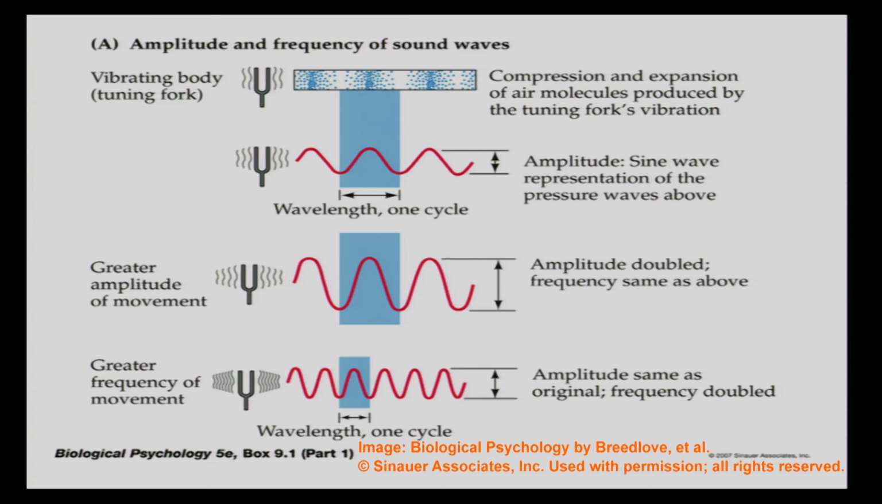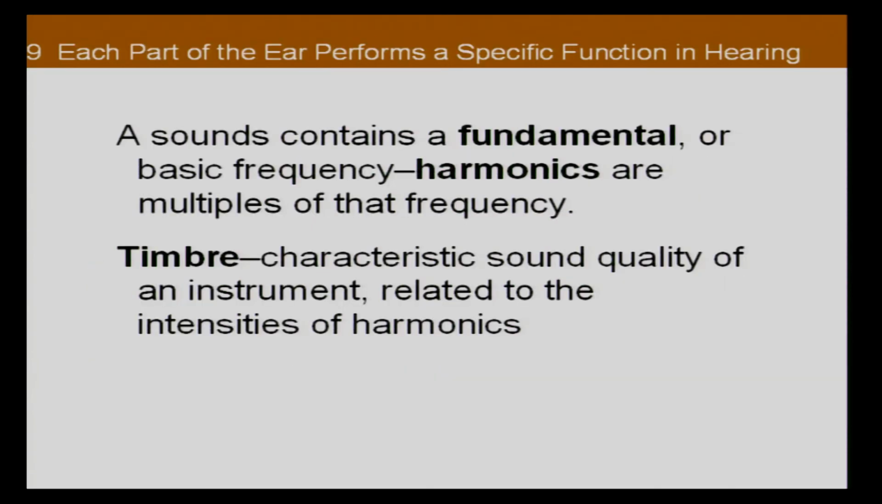And you can see the amplitude is measured here, higher amplitude here compared to there, and the frequency is the number of these cycles that you get in a second. This is lower frequency, and here is higher frequency or higher pitch. Okay, so sounds contain fundamental or basic frequencies, and harmonics are multiples of that frequency. So any of you that are musicians may be familiar with this, particularly if you play string instruments. Timbre is the characteristic sound quality of an instrument and relates to the intensities of the different harmonics.